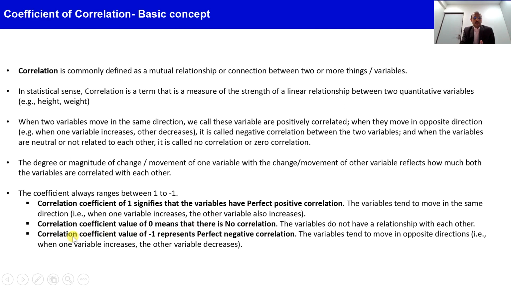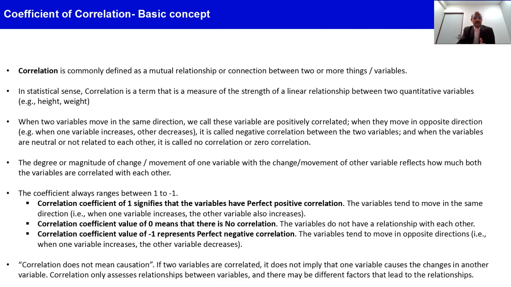The third value, which could go as low as -1, is called perfect negative correlation. That means the variables move totally in opposite directions. So if one variable goes up by 5%, the other will go down by 5%. On the contrary, if the first variable goes down by 5%, the other will go up by 5%. So like that, there is a perfect negative correlation between the two.